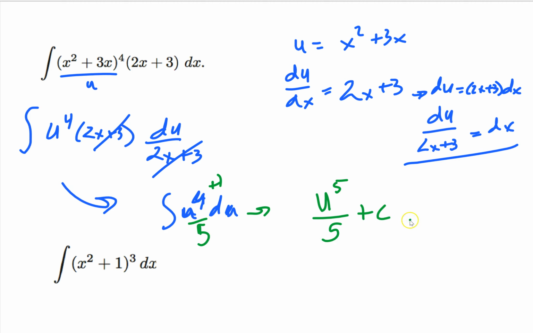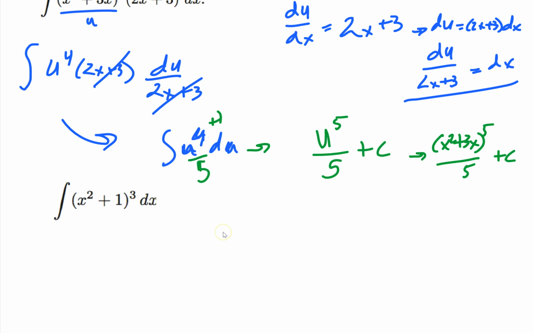And then don't forget to plug your u back in. So my u is x squared plus 3. So x squared plus 3x to the 5th over 5 plus c. Okay, we already had one weird one. Let's look at the next type of weird one.